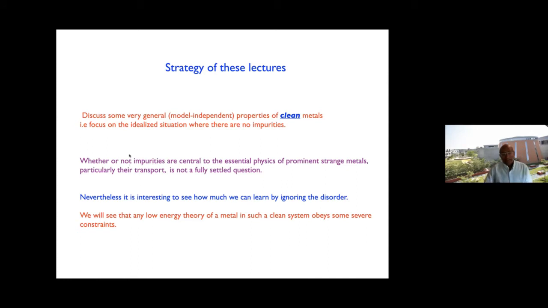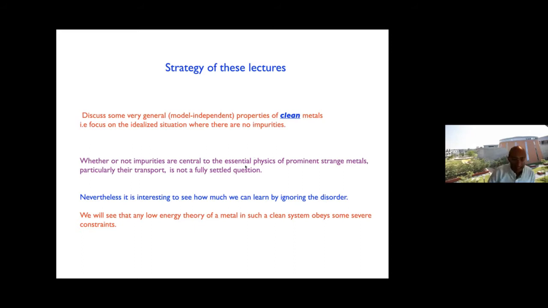Now, it's whether or not these impurities, which in real life are always present, are central to the essential physics of some of these prominent strange metals. It's not a fully settled question, right? And in particular, for things like the electrical resistivity and so on, it's not a fully settled question. But nevertheless, as one angle, one way to approach the problem, I'm going to focus on situations in which we completely ignore the disorder, right?